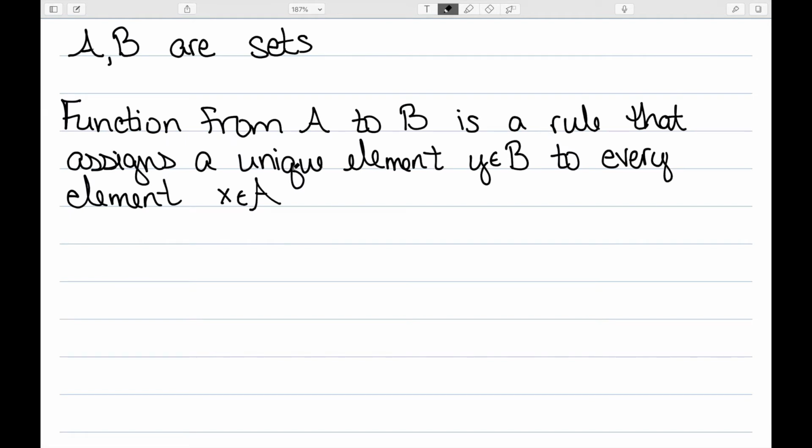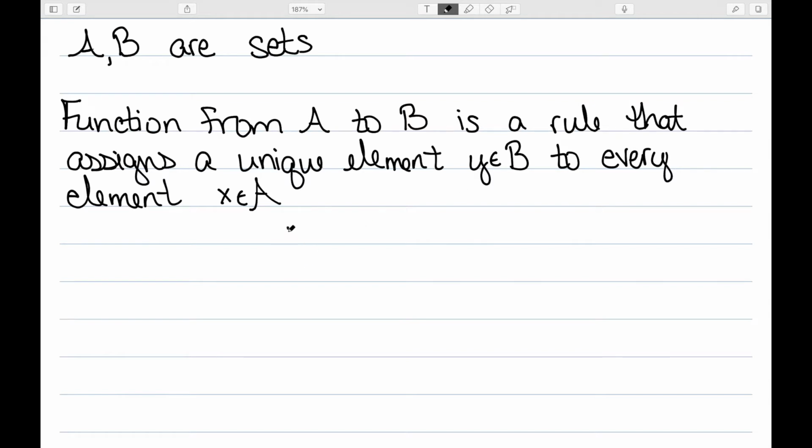In this video, I wanted to define a function and some definitions associated with these. Let's let A and B be two sets. A function from A to B is then a rule that assigns a unique element, y, in B to every element x in A. So every element in A should get assigned to some element in B, and it should get assigned to exactly one element in B.